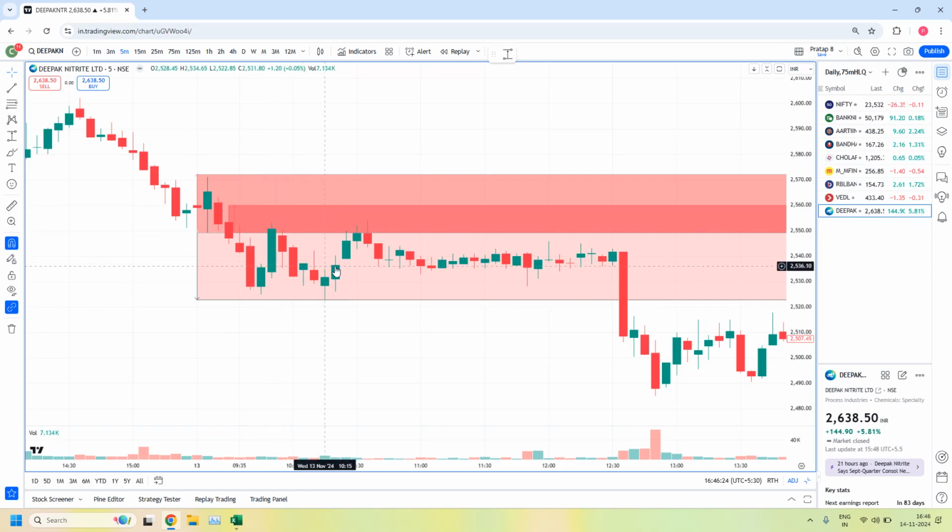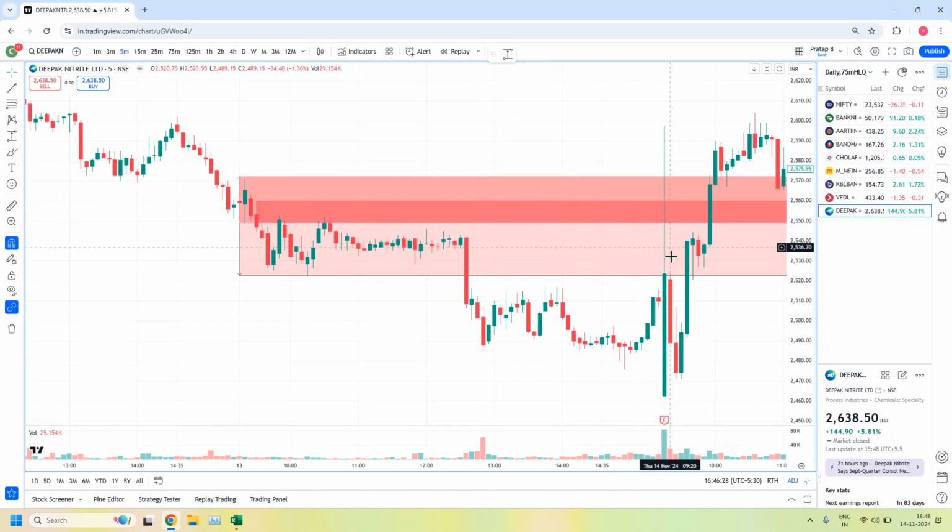Prices already moved. Second time also it moved. And today it is easily violated. In the morning 9:15 candle itself it is violated. It is a tested zone, not a high liquidity zone. It is just a tested zone.